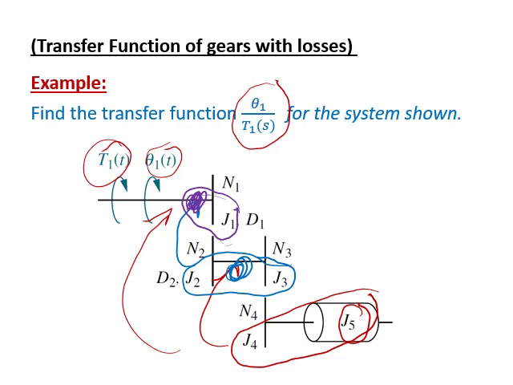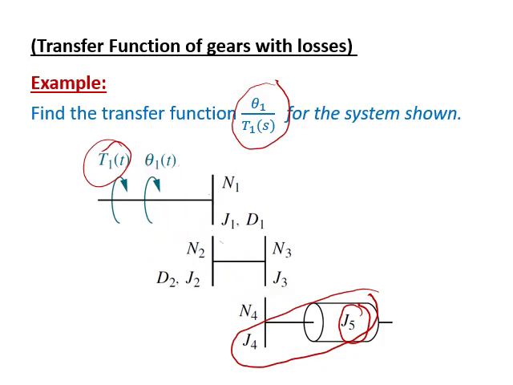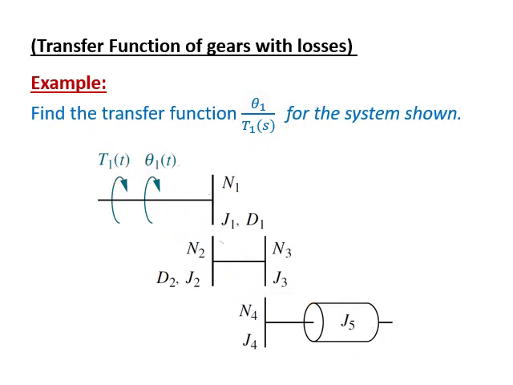Similarly, we can do the same thing for the damping. For the damper, we can do the same thing. On this shaft, there are no dampers. On this shaft, we have this damper. And on this shaft, we have this damper. So we have D2 and D1.